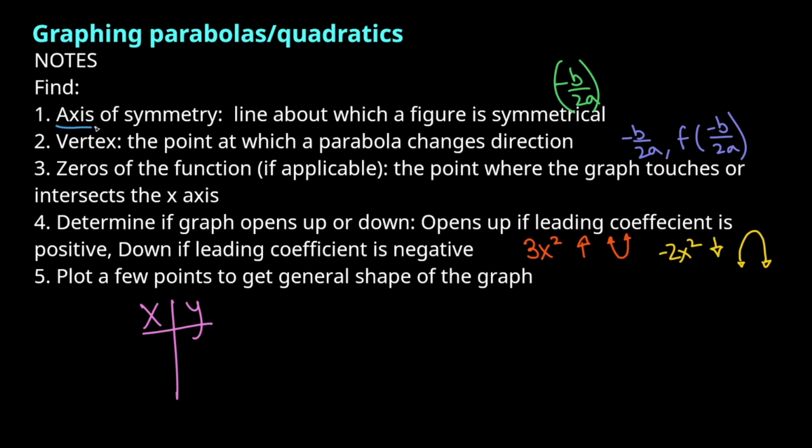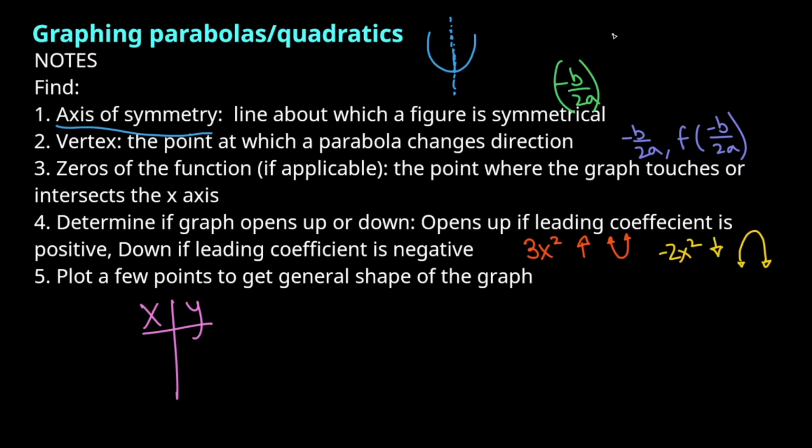And the axis of symmetry is the line about which a figure is symmetrical. Really, what it means is for parabolas, there comes a point in the graph where it's a nice mirrored image. If I fold it right down the middle in half, then it's going to line up perfectly. So I'm interested in this right here, that x value that gives me that nice middle point. We can find that by plugging in -b/2a.